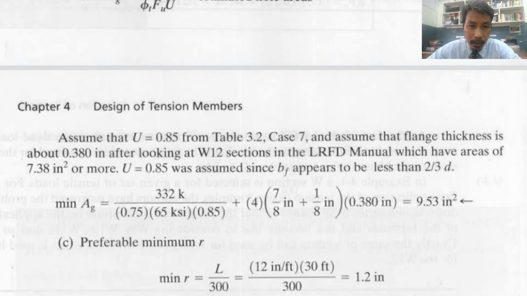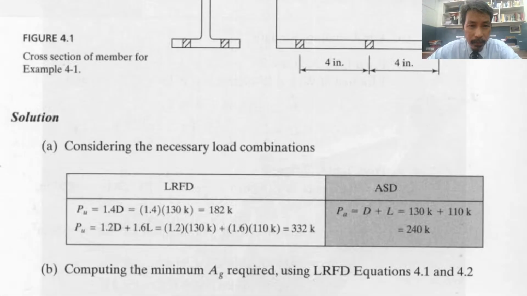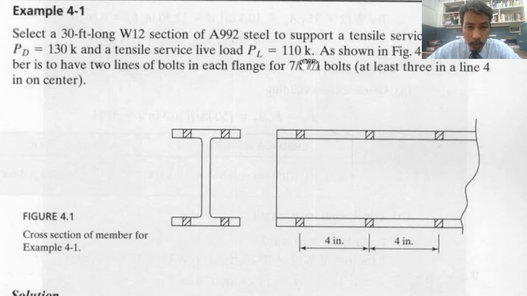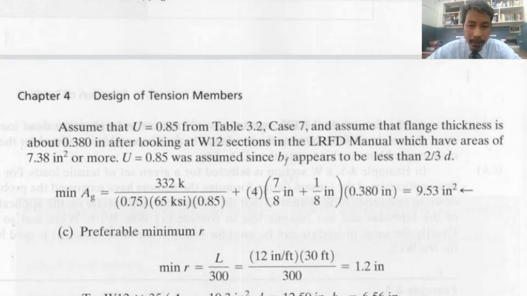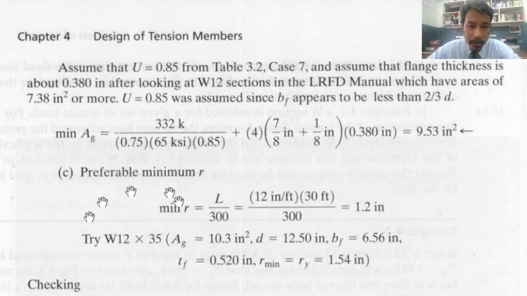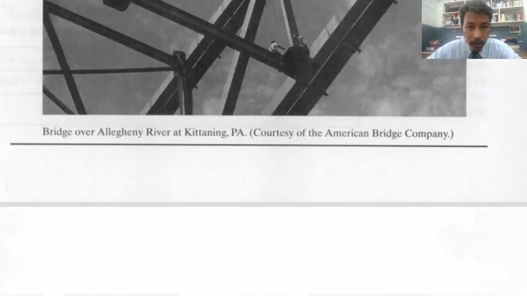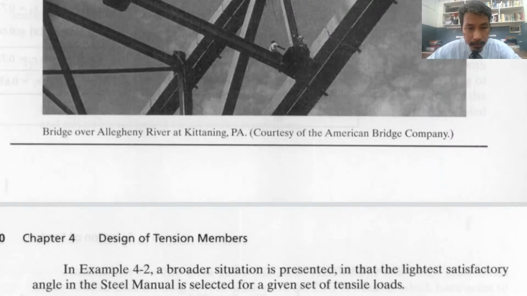the load of the given problem. So again, what is the load given in this problem? The load is 110 kips live load and 130 kips dead load. So this combination of loads could be supported properly by use of W12 by 35. Okay? So that is what we mean by this. So let's move on to the next.